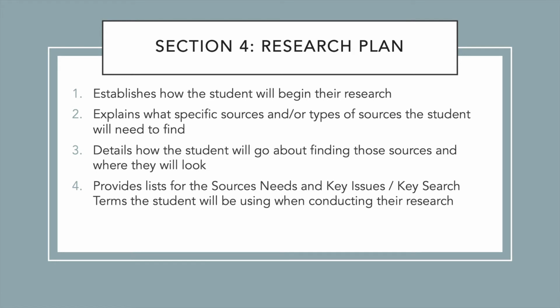Then you will also explain what specific sources and/or types of sources you need to find in this research process. You detail how you will go about finding those sources, that is where you will look for these sources, and also you will provide some lists for both the source needs that you have, that is the kinds of sources that you will need to gather, and also the key issues and search terms that you'll be using when conducting your research. These lists will be particularly helpful once we start working with the library's databases in week 6.